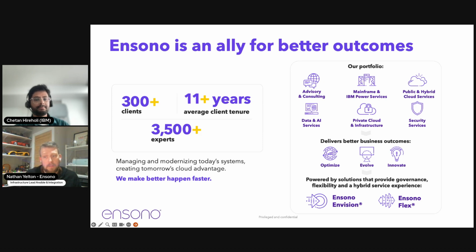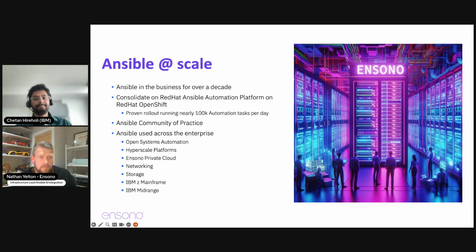If you move on to the next slide, Cheaton. So, Ansible at scale here at Ensono. Ansible's been in the business for well over a decade, since the very early days of Ansible. In early 2023, we decided to consolidate onto a single Red Hat Ansible Automation Platform backed on OpenShift, with a proven rollout running 100,000 automation tasks per day on average over the last 12 months.